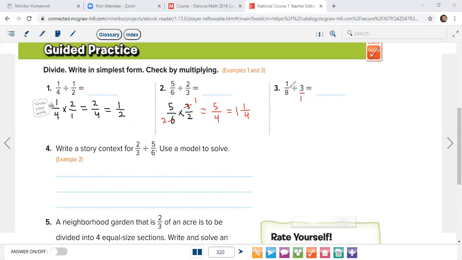3 is like 3 over 1. 1 over 8 will be the same. Division will be multiplication. 3 over 1 will be 1 over 3. So 1 over 24.